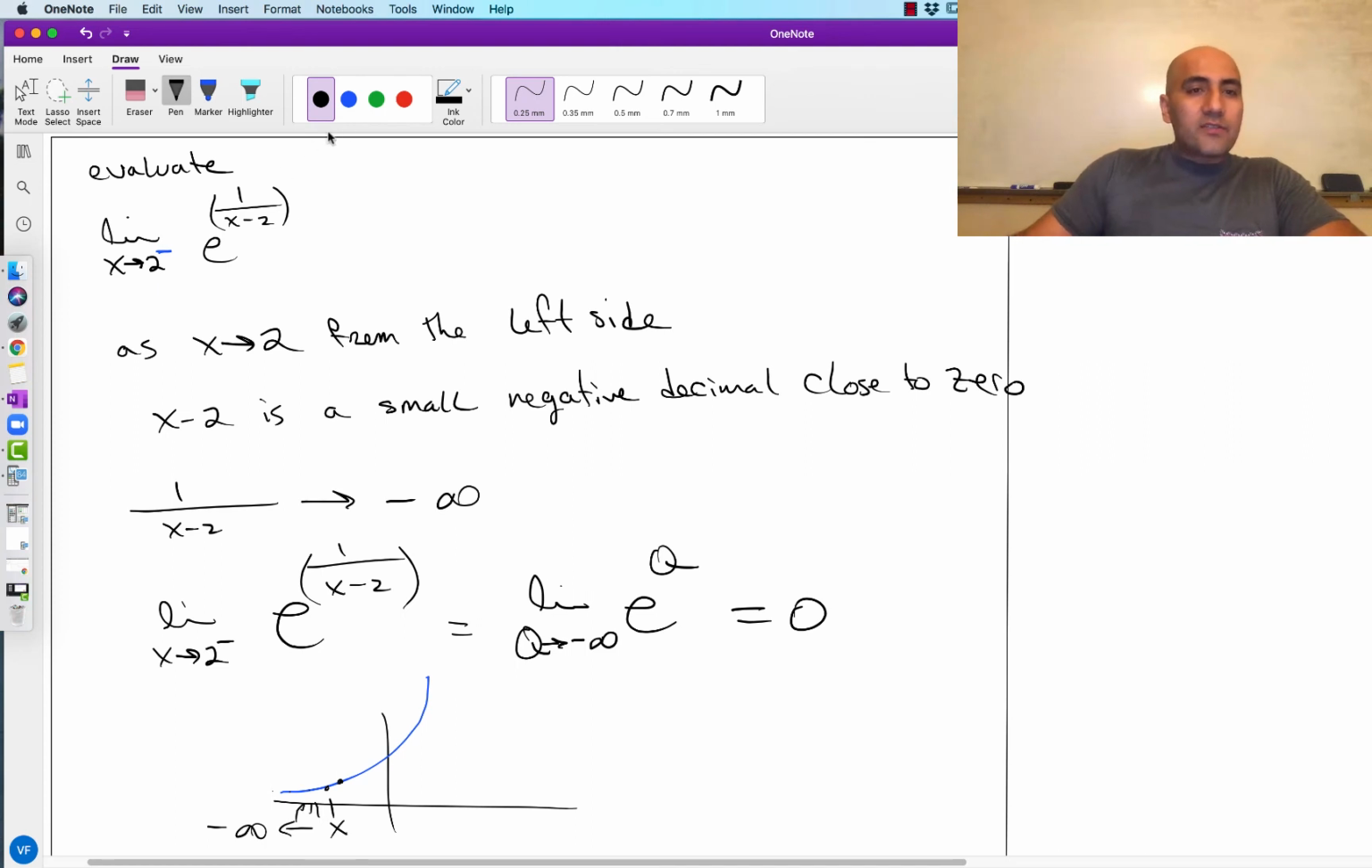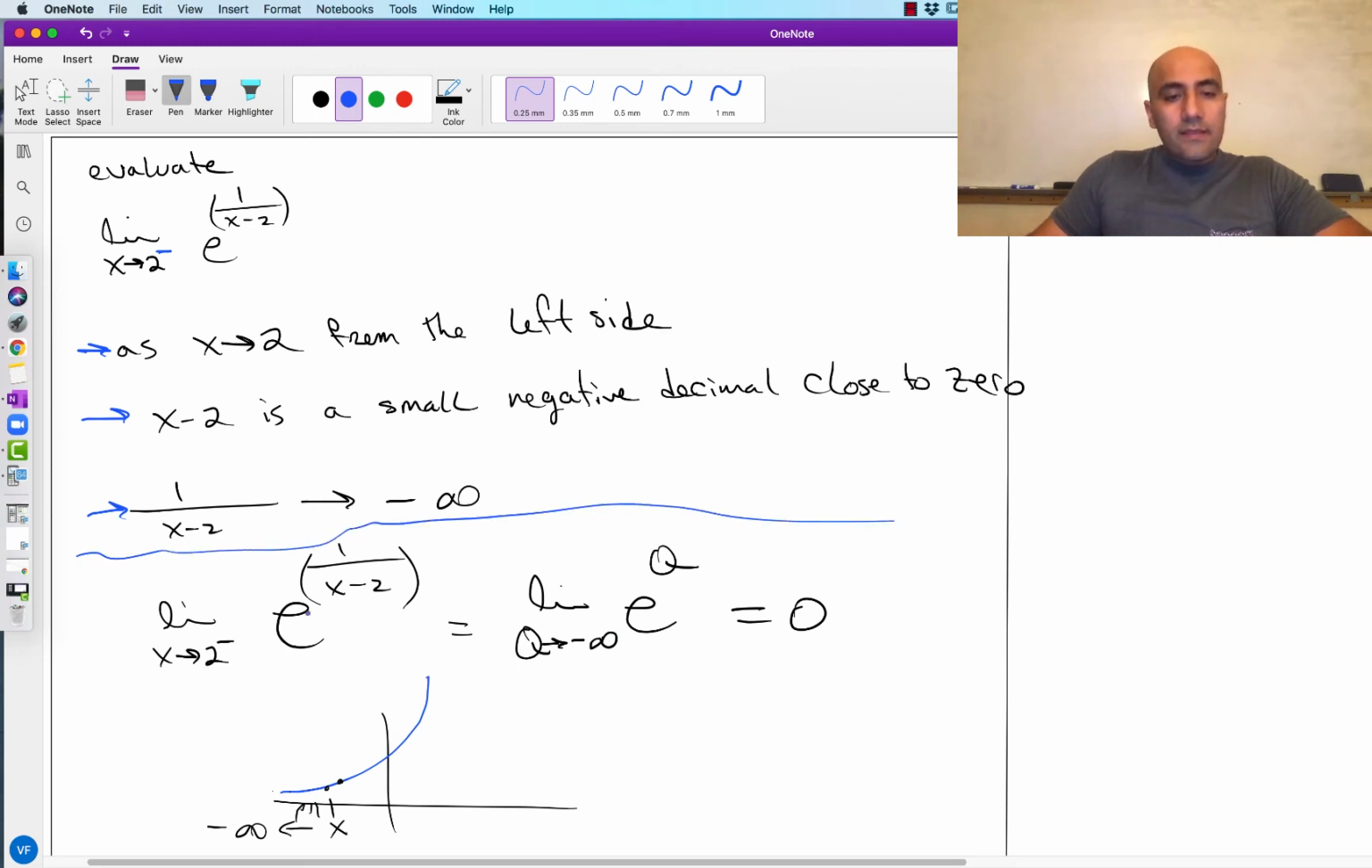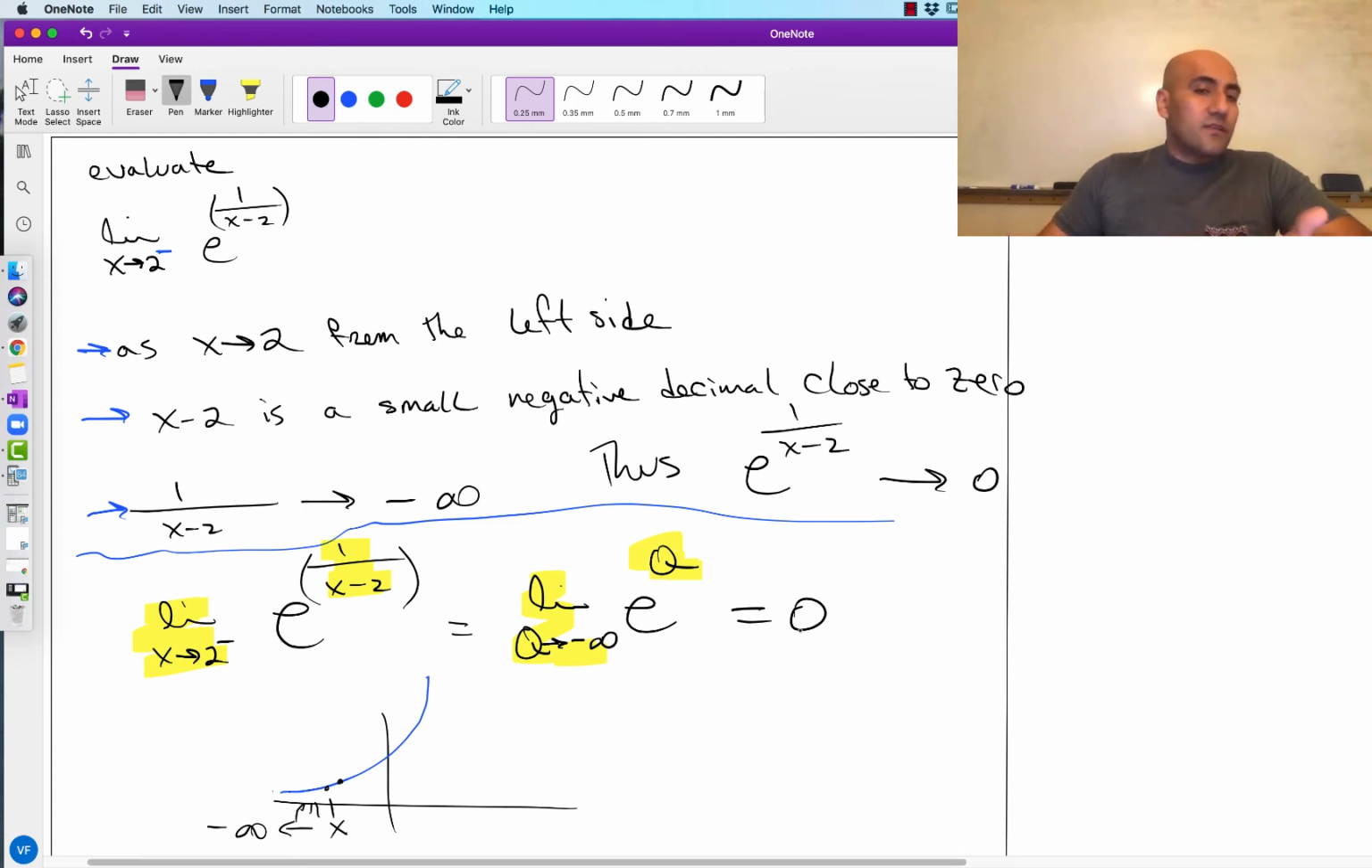Again, you could just write out your answers. I would be okay, say on a test, if you just wrote out your logic line by line and then reached your conclusion. Or if you get used to this style of notation, this is saying that we can replace this by a q, and take the limit as q goes toward negative infinity. So the limit as x grows to 2 from the left-hand side is being replaced by these two things. Let me finish this thought: 1 over x minus 2 approaches negative infinity, thus e to the 1 over x minus 2 approaches 0. So all of this up here is the same thing as these three lines, just compacted.